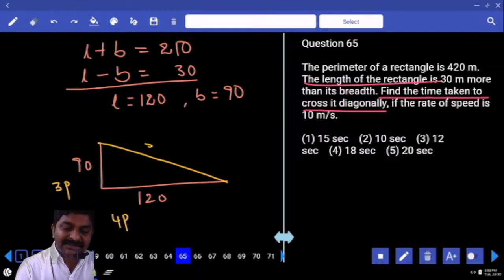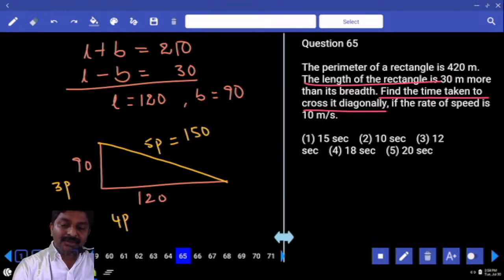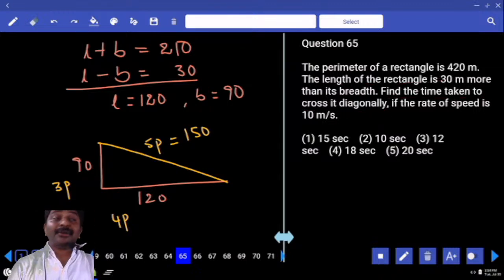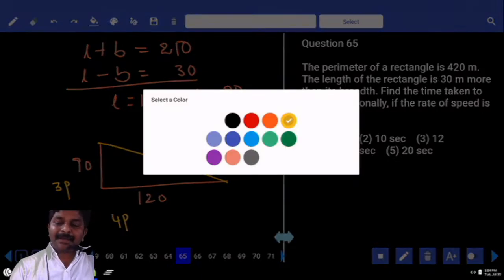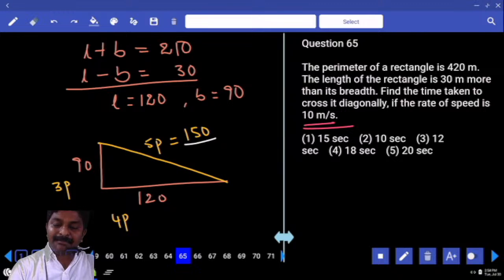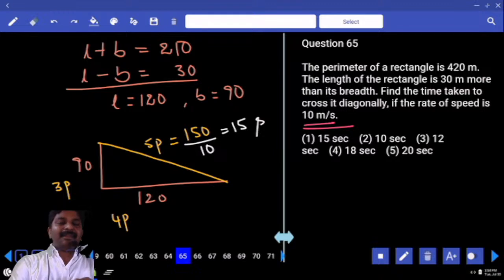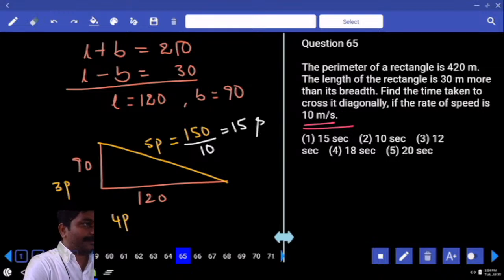Then it must be 5 parts, right? If 3 parts is 90, 4 parts is 120, 5 parts should become 150. So these 150 meters we have to cover. And we need to identify the time taken with the speed of 10 meters per second. Then divide it by 10, it will give you 15, and this much time it will take. Understood? Done, everybody? Right.